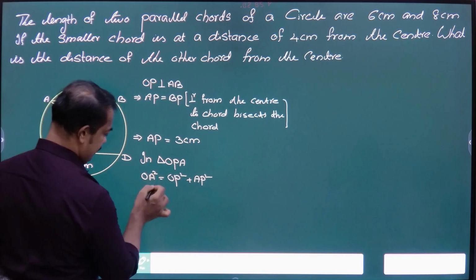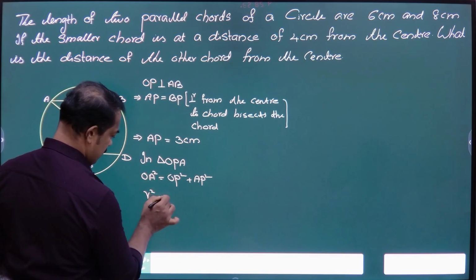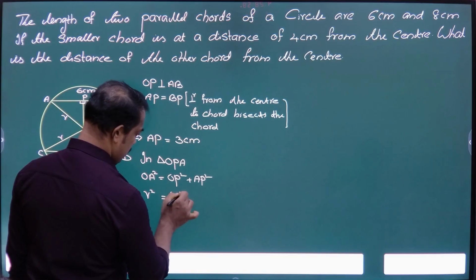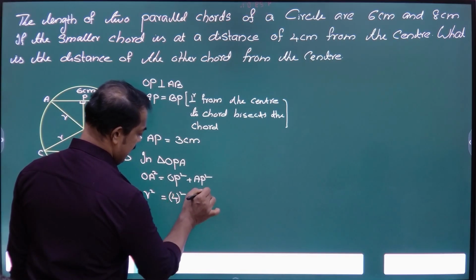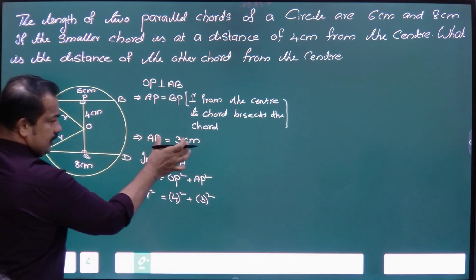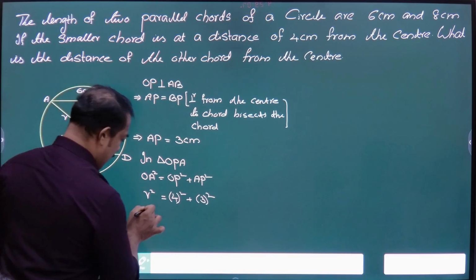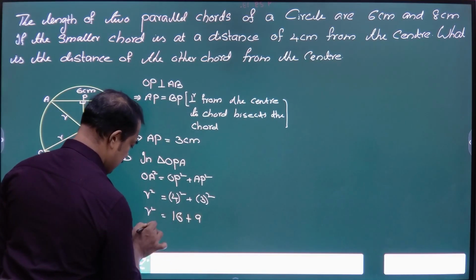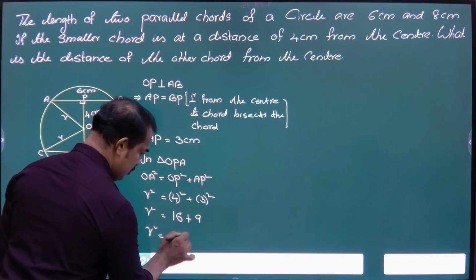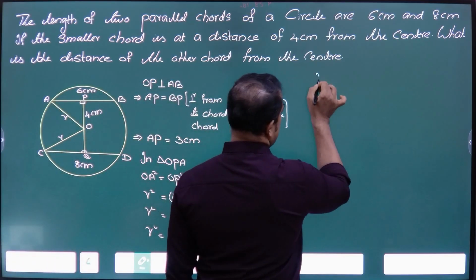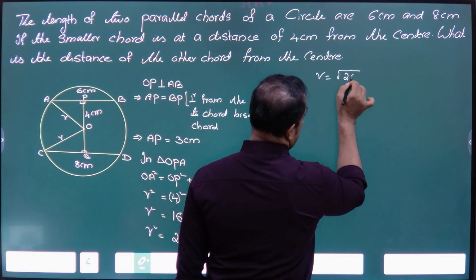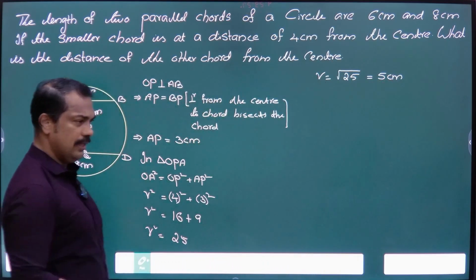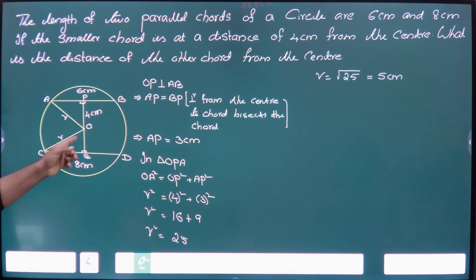What is the value of OA? R equal to, what is the value of OP? 4, plus AP 3. AP is equal to 3. And R squared is equal to 4 square plus 9. Then what is the value of R? Root 25. But here you want to find the value of OQ.